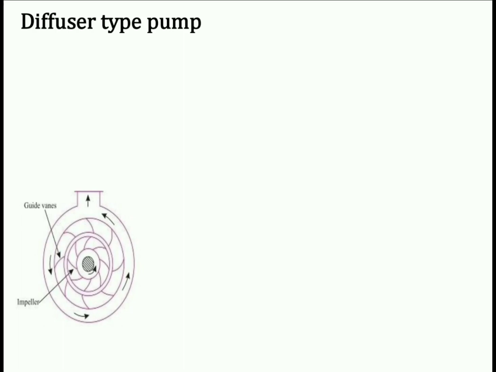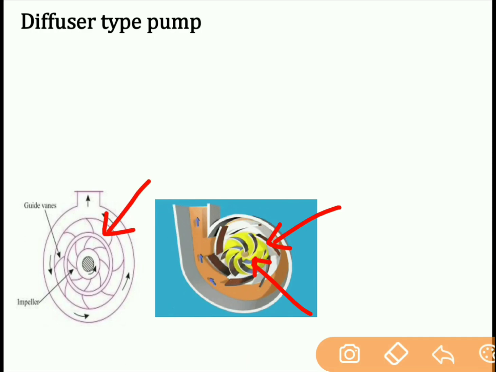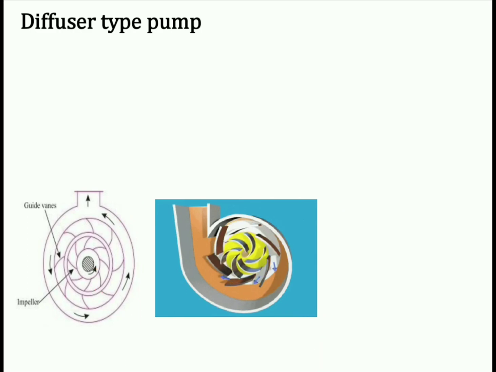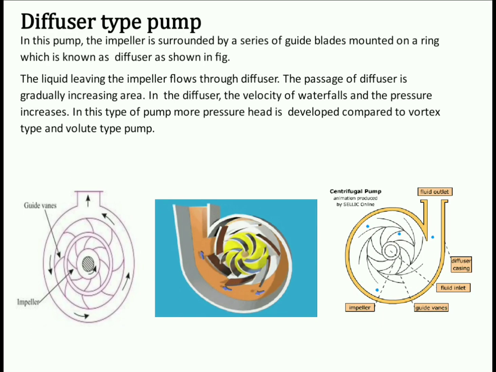Next is the diffuser type of pump. In the diffuser type of pump, there are two sets of blades. First is the impeller blades which are rotating, and the second set of blades are stationary blades. You can see over here, these are the stationary blades and these are the impeller blades. As you see in this next animation, the impeller blades are rotating and the next set of blades are nothing but the fixed set of blades. They are nothing but guide vanes.